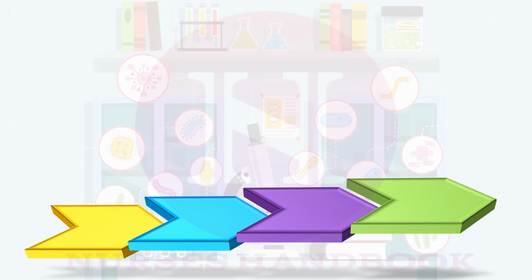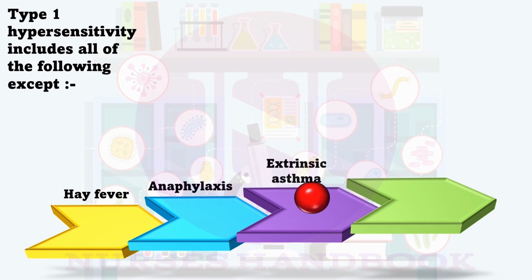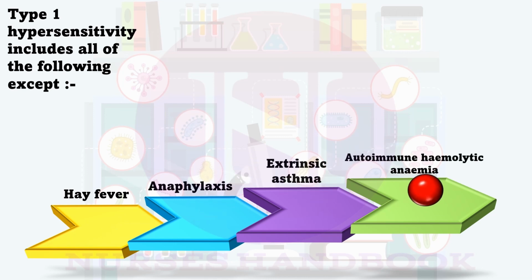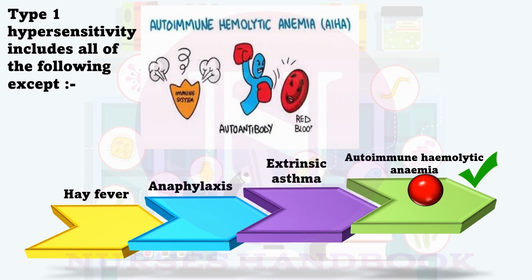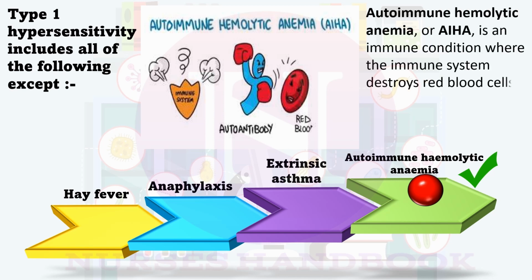Question number 5. Type 1 hypersensitivity includes all of the following except hay fever, anaphylaxis, extrinsic asthma, autoimmune hemolytic anemia. And the correct answer is autoimmune hemolytic anemia. Type 1 hypersensitivity occurs as a result of exposure to an antigen. Autoimmune hemolytic anemia is an example of type 2 hypersensitivity. It is an antibody-mediated immune reaction.